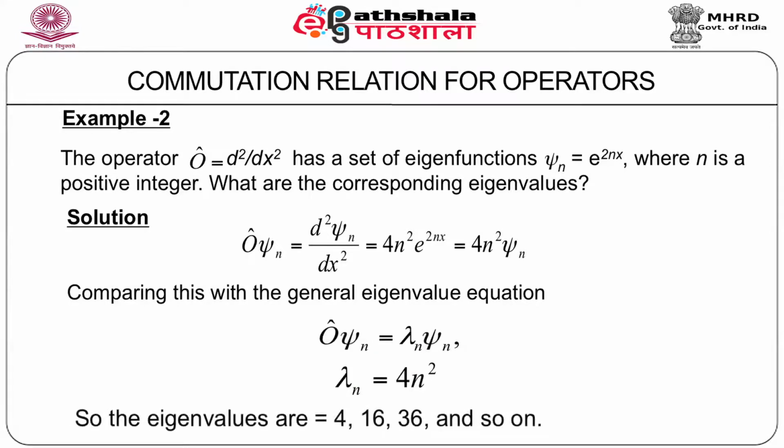Since n is an integer, if you put n equal to 1, you get 4. If you put n equal to 2, you get 16. If you put n equal to 3, you get 9 times 4, which is 36, and so on. So we have come to the conclusion that the eigenvalues are given by lambda n equal to 4n squared, which means that the eigenvalues are 4, 16, 36, and so on.